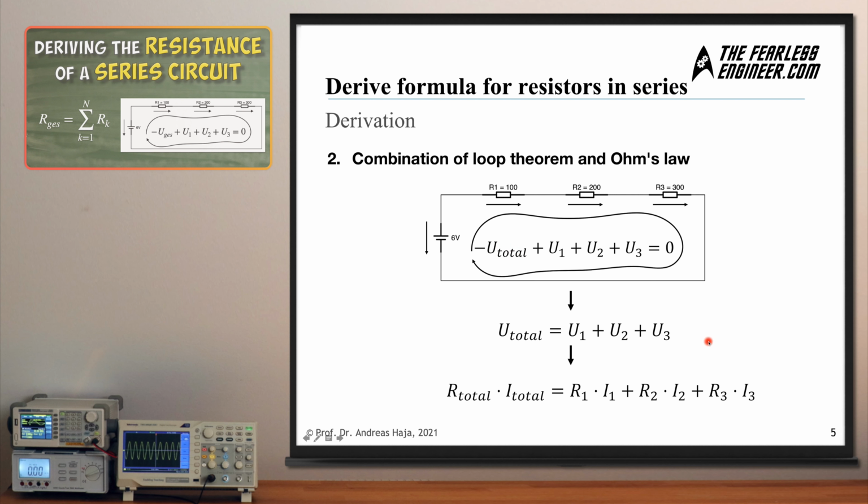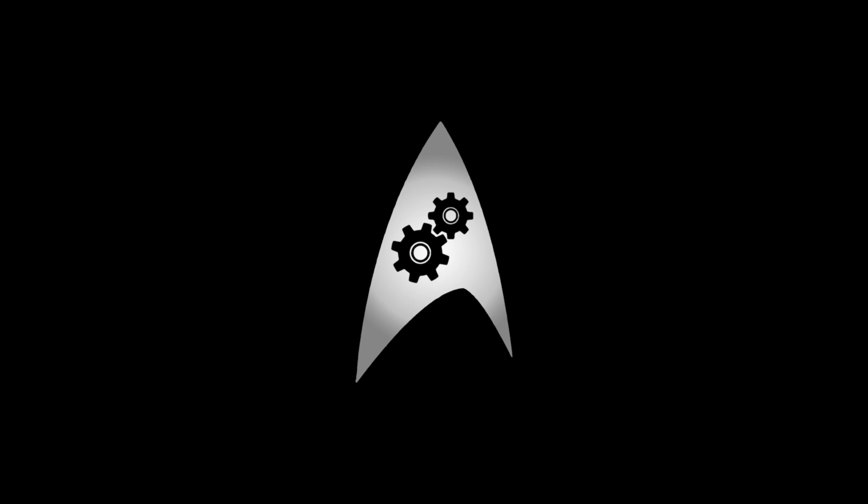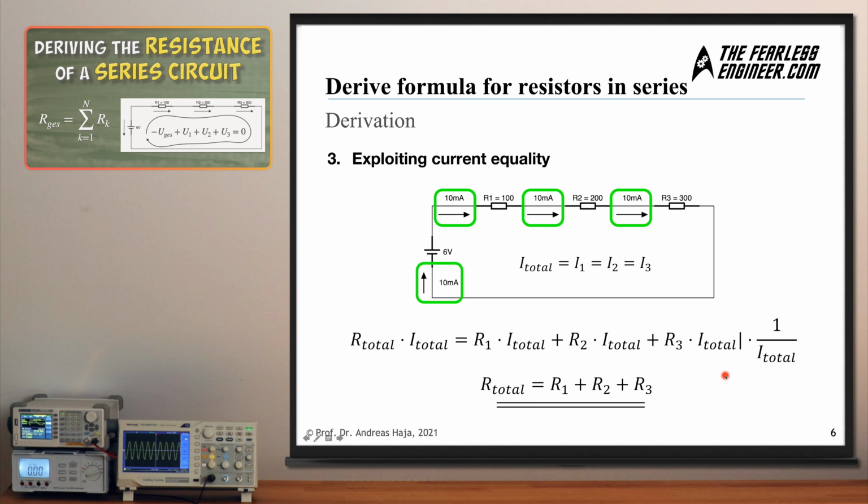Then use Ohm's law to replace the voltages with the individual products of resistance and currents, which gives you this equation here at the bottom. So we have all the resistors in there now and also the currents through the various components. And now in the next step, we're going to exploit the current equality, because obviously as the circuit here is unbranched, the current is going to be the same everywhere.